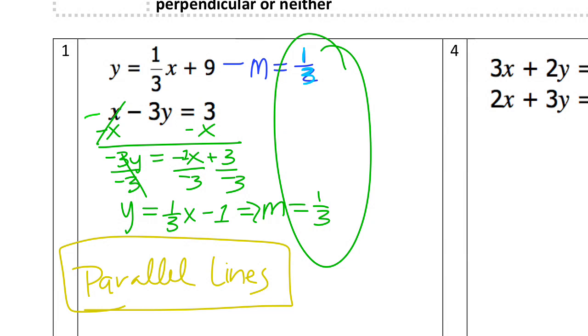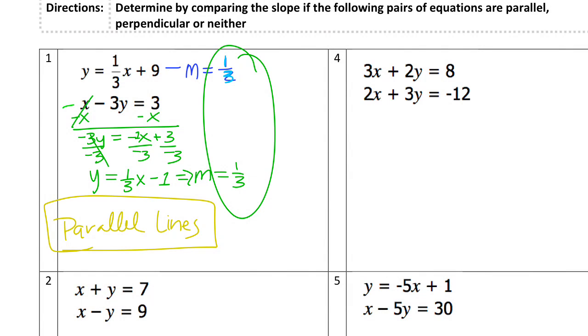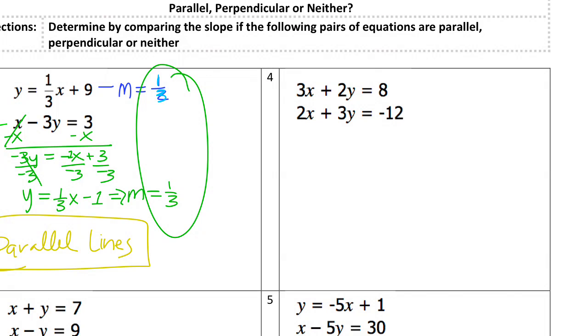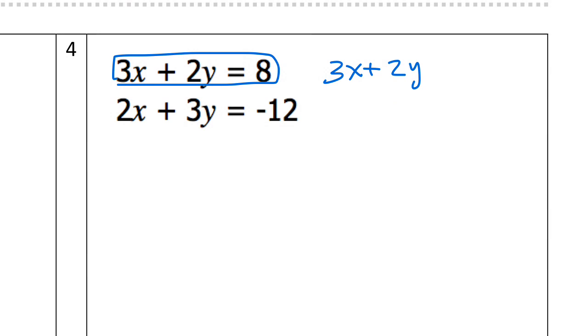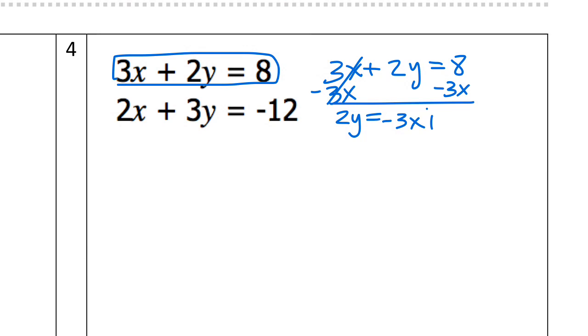Okay. So let's take a look at one more problem and then I'll leave you to do the rest by yourself. If you take a look at problem 4, this is an interesting one because neither the first equation nor the second equation are solved for y. Both of these equations are in standard form, which means both of these equations need to be solved for y. So let's take this first equation. 3x plus 2y equals 8. The first step in solving for y is to get rid of the x term. So I take away the x term from each side. And I'm left with 2y equals negative 3x plus 8.